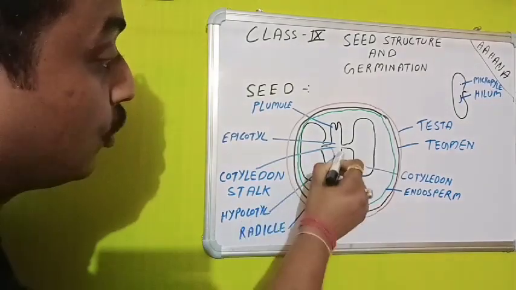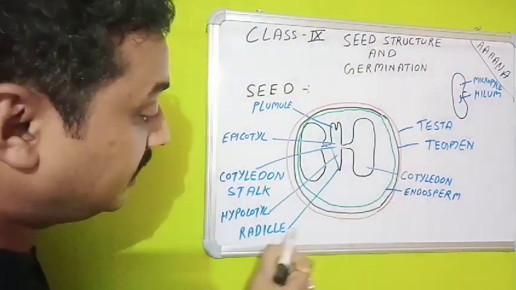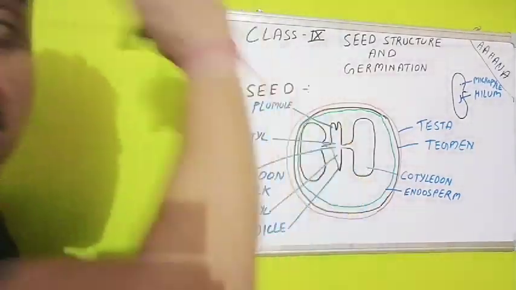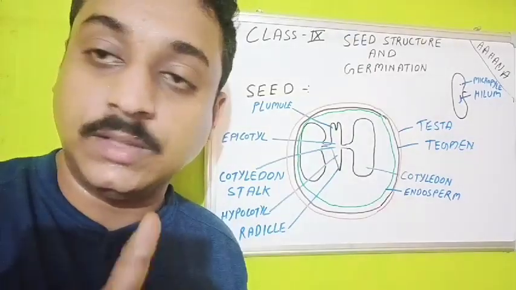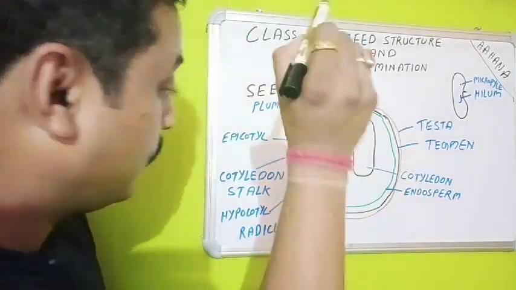Next is the hypocotyle. So hypocotyle is this region: the region between the cotyledon and the radicle. The region between the cotyledon and the radicle is termed as the hypocotyle.